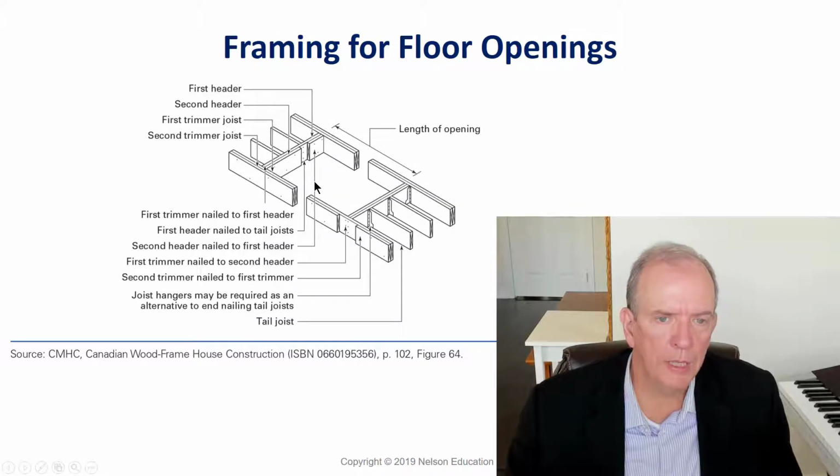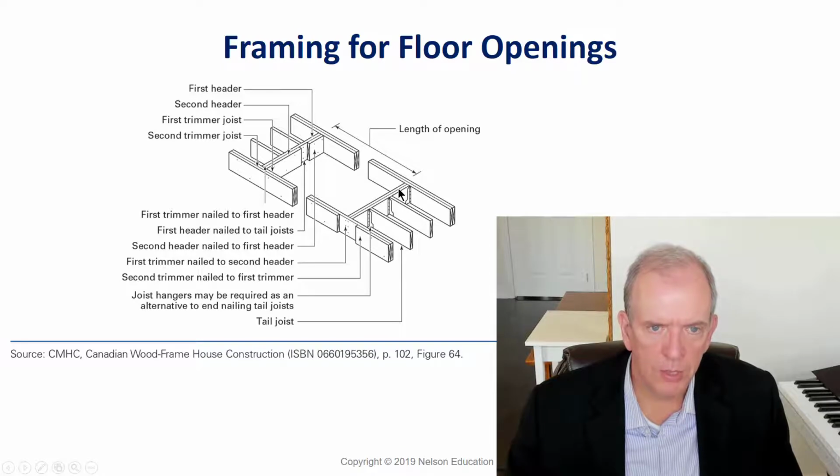This is a floor opening. So remember this. This is a header, right? And this is trimmers. So trimmers support headers. That's how you know the difference. Trimmers support headers. Headers support joists. And these would be called tail joists, these shortened joists.